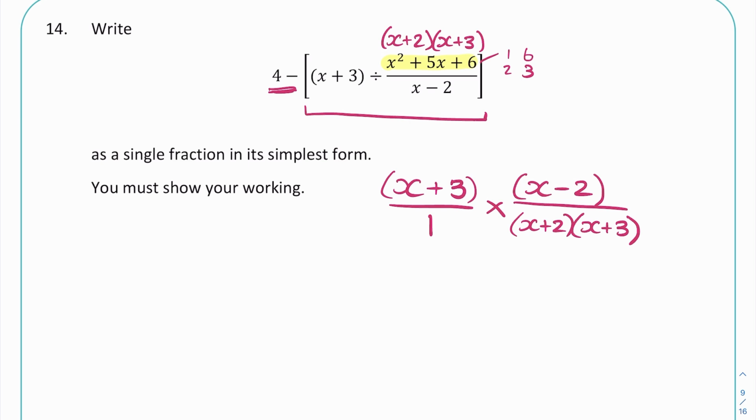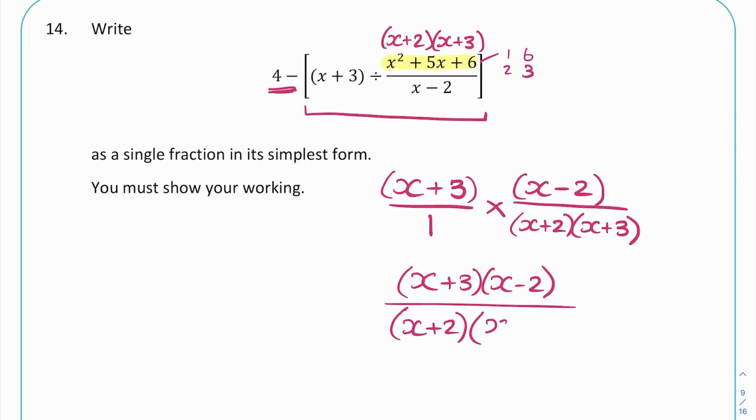This is actually simplifying really nicely. On the top of that fraction, we'd have (x + 3)(x − 2), and on the bottom of the fraction, we have (x + 2)(x + 3). Now we're in a really nice position, because those x + 3's are going to cancel out, and all we're left with is (x − 2)/(x + 2). So that's that bit in the brackets.